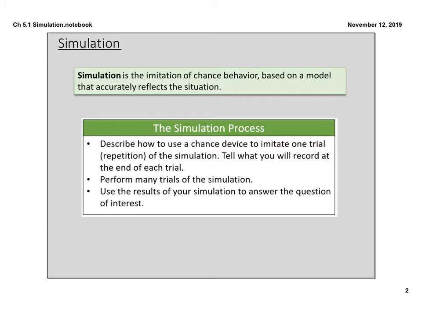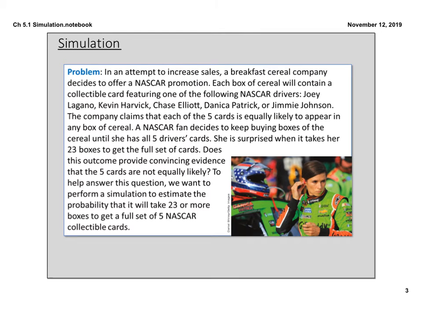So we're modeling an experiment of what could happen, and we're doing it over and over and over again to show what we think the true population probability would be. All right. So let's take a look at an example.